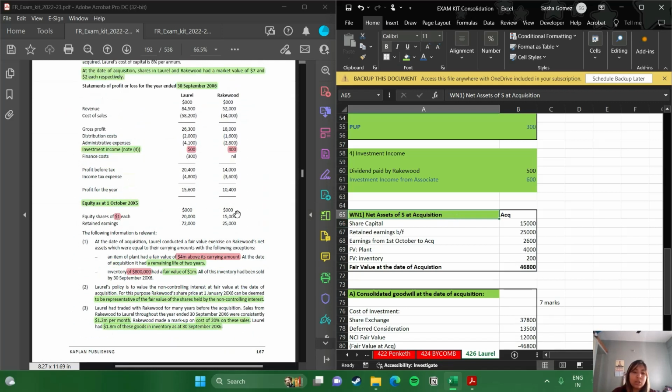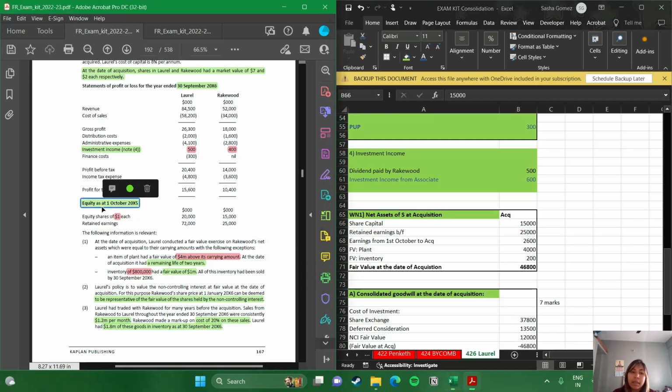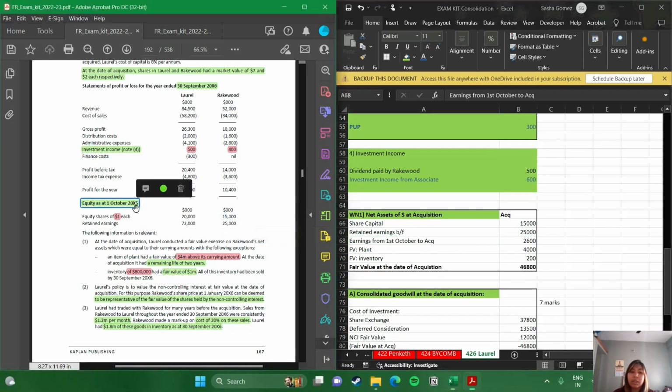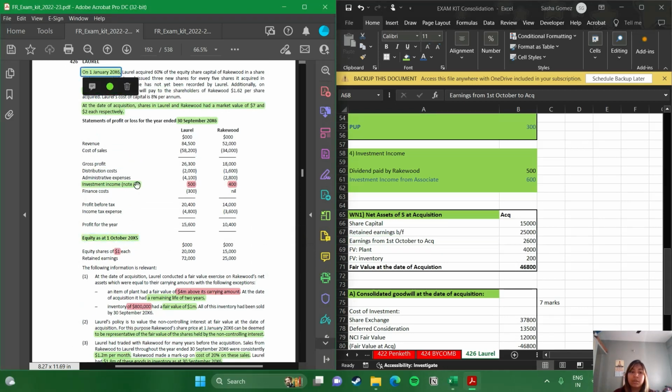They've given us the share capital. So you take your share capital as usual, and retained earnings. They might confuse you by saying retained earnings from 1st October 2005. Ignore that. Your retained earnings is brought forward, so just the whole amount here. And then your earnings from 1st October to acquisition. That is 3 months: October to November, November to December, December to January.